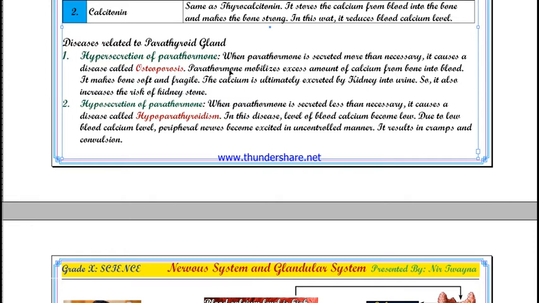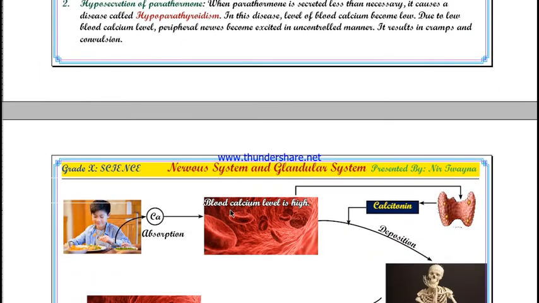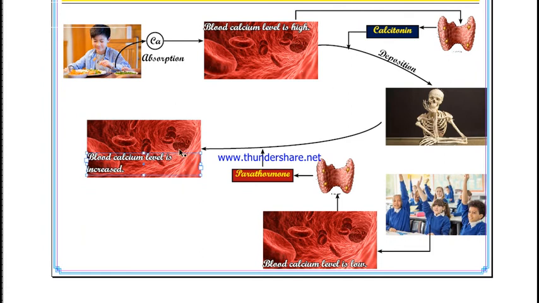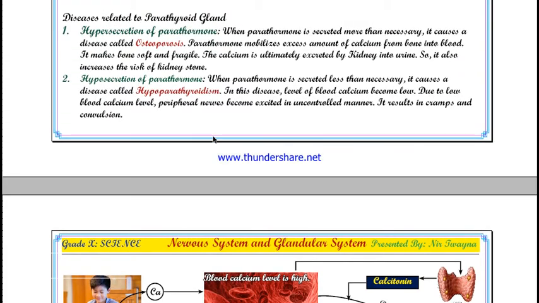Okay. Look here. When parathormone is secreted more than necessary, it causes a disease called osteoporosis. Parathormone mobilizes excess amount of calcium from bone into blood. It makes bone soft and fragile. The calcium is ultimately excreted by kidney and urine, so it also increases the risk of kidney stone. If calcium level is very high in bone, more than necessary, then that calcium is filtered out by kidney and thrown in urine. And since high amount of calcium is filtered in kidney, this calcium might react with oxalic acid and other organic acids to form stone. Okay, so it increases risk of kidney stone as well.